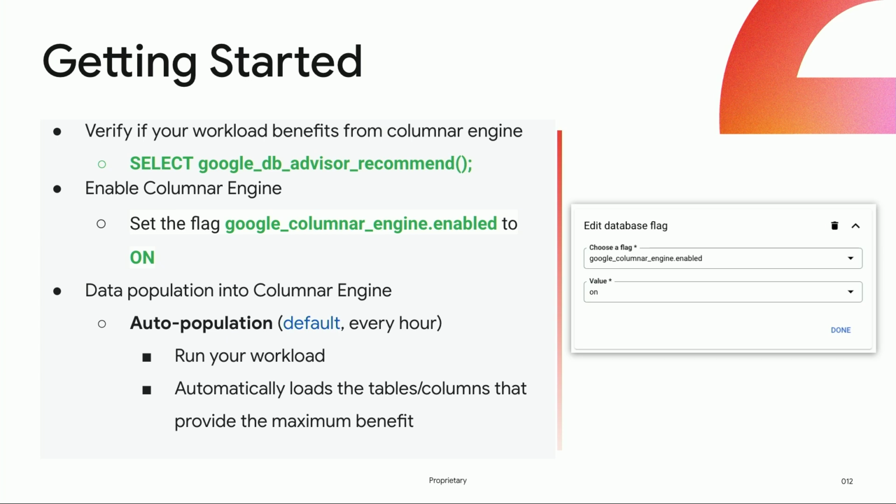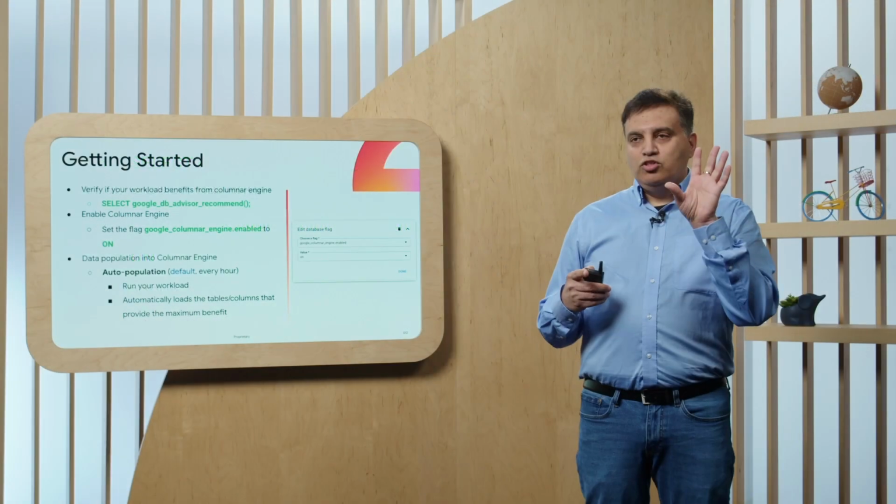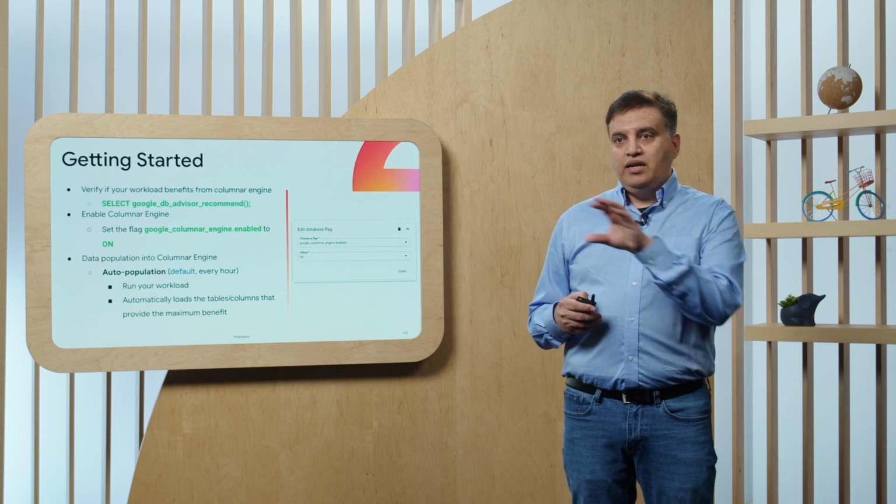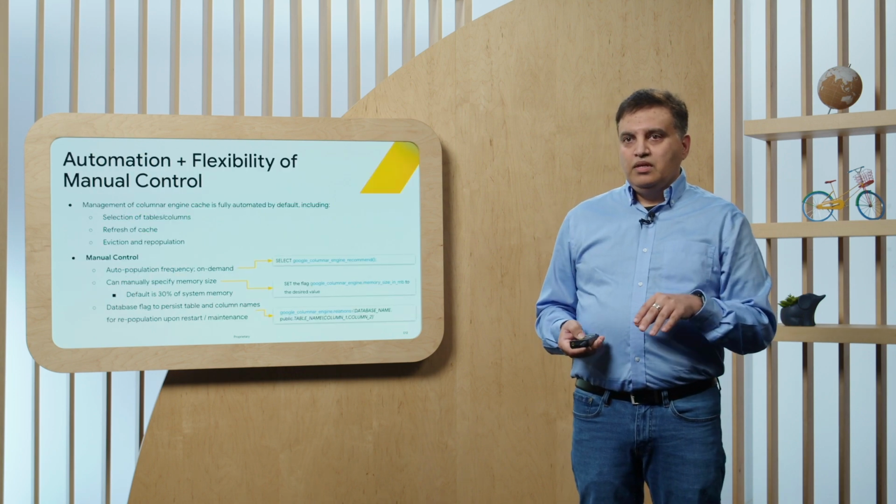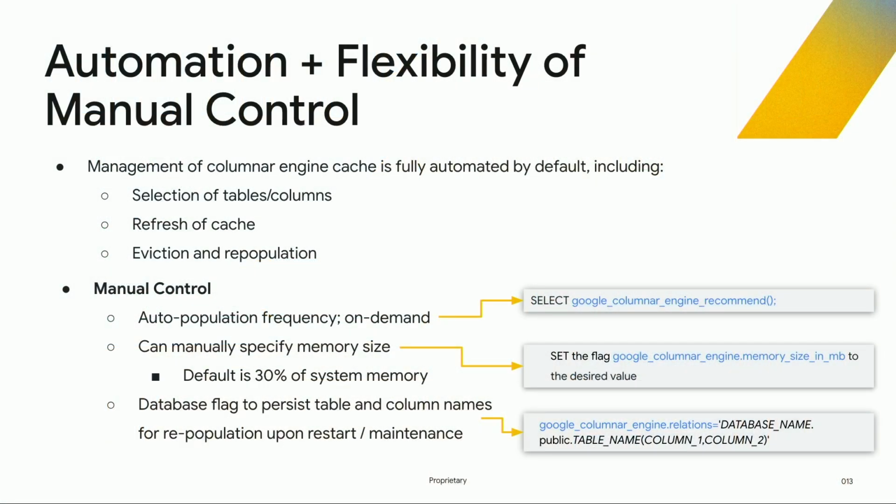Once you turn it on, it runs in an autopilot mode. It auto-populates data every 1 hour. If you run your workload, it knows the queries, it knows what tables and columns to populate, and it does it automatically for you. Also, for refresh of the cache, if you keep updating your regular row store data, the columnar data gets refreshed automatically.